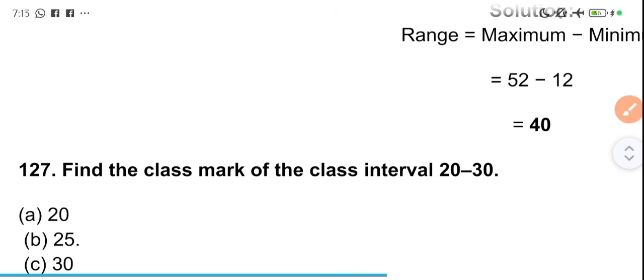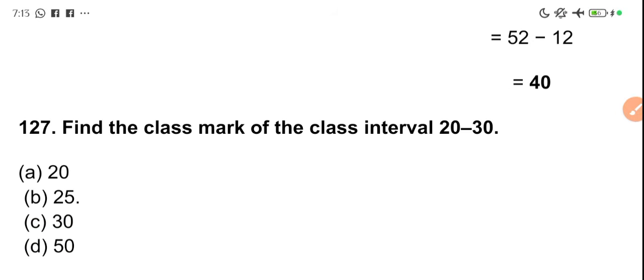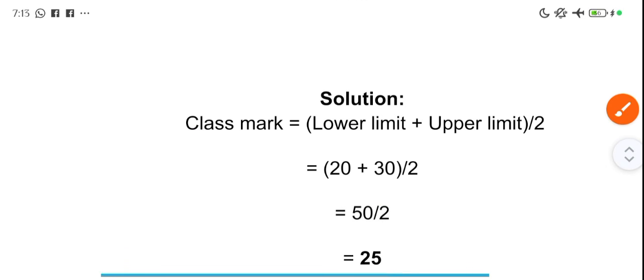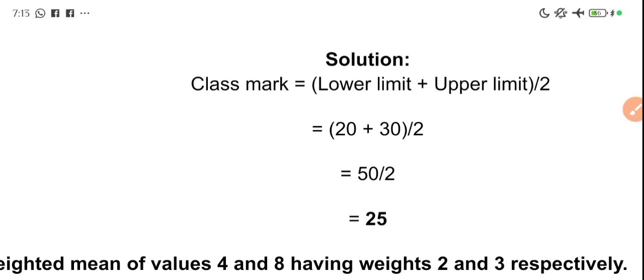So find the class mark of the class interval 20 and 30. Remember, to find the class mark, you add these two together and divide by what? By 2. If you look at the solution here, 20 plus 30 divided by 2, that's 50 over 2, that's 25. Pick your answer, then you move on.